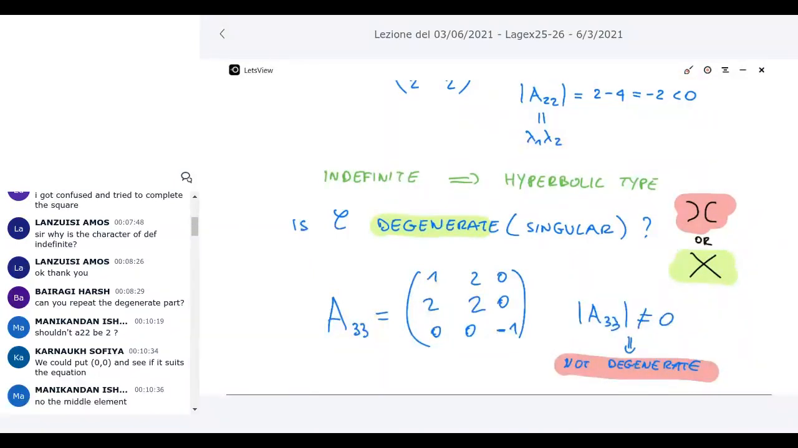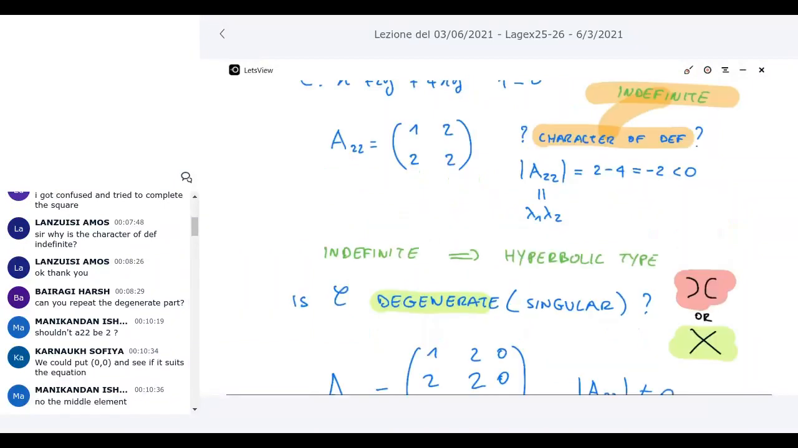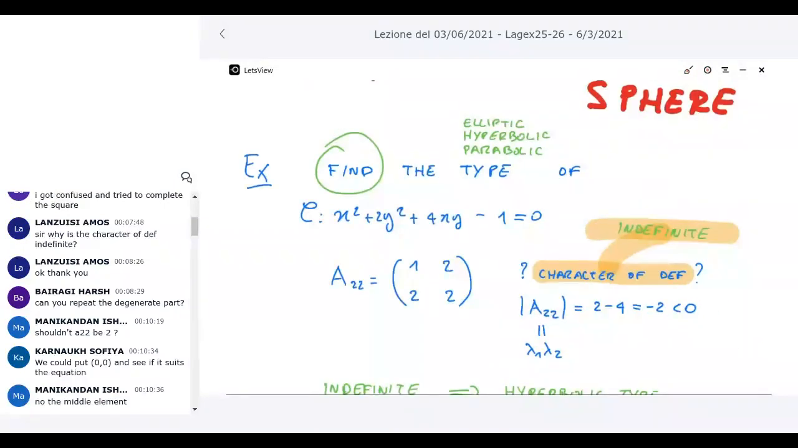Carnot Sophia says we could put 0, 0 and see if it suits the equation. Now I'm not completely sure what you mean. You substitute 0, 0, and of course you see it is not satisfied. It means that our conic does not go through the origin.